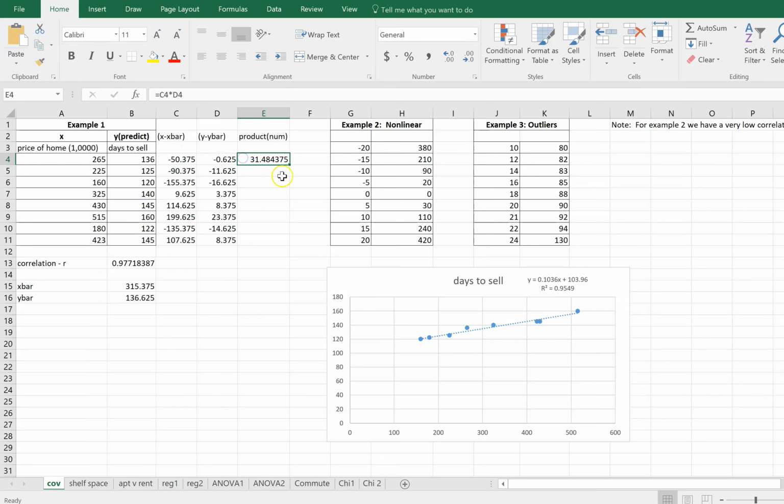So I'm going to look at the product of each one of these, and that is close to the numerator. This is kind of like a square distance if you look at it. This is really sort of a square distance away from the average point in some respects.